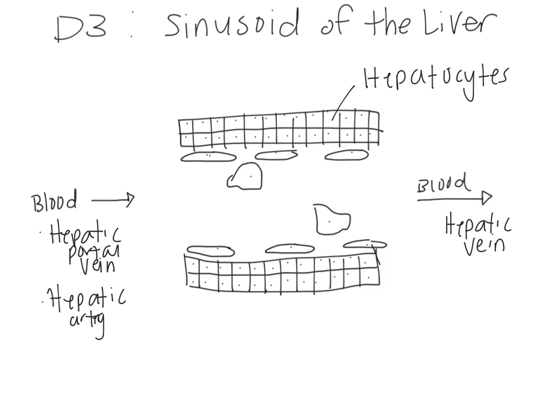These cells lining the inside of the sinusoid are not epithelial. Epithelial is on the outside. These are endothelial cells.